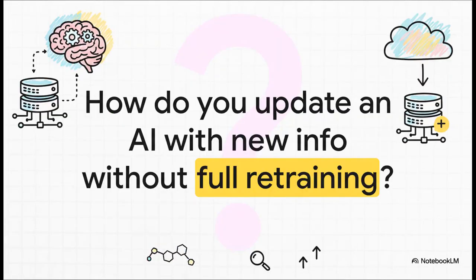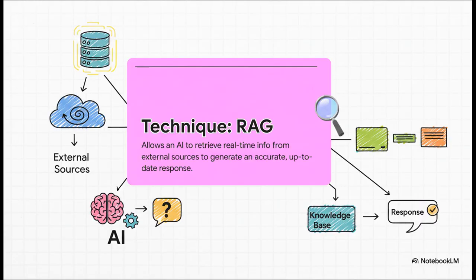All right, here's another classic issue. You trained your AI, it's working great, but its knowledge is stuck in the past. It doesn't know about the new product you launched last week. And the last thing you want is to do a full, expensive retraining from scratch. So what's the fix? The answer is a really clever technique called Retrieval Augmented Generation, or just RAG.